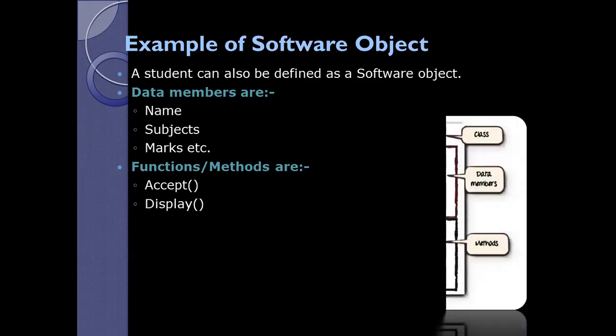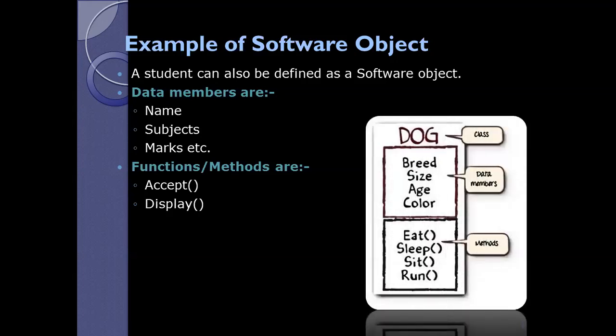Taking one more example, let us say that we have a class called dog. Then the data members will be breed, size, age, color, etc. Whereas the methods or functions will be eat, sleep, sit, run. It should be noted here that after the function or method, a circular bracket should be put. This is how we can show a function or method for a software object.